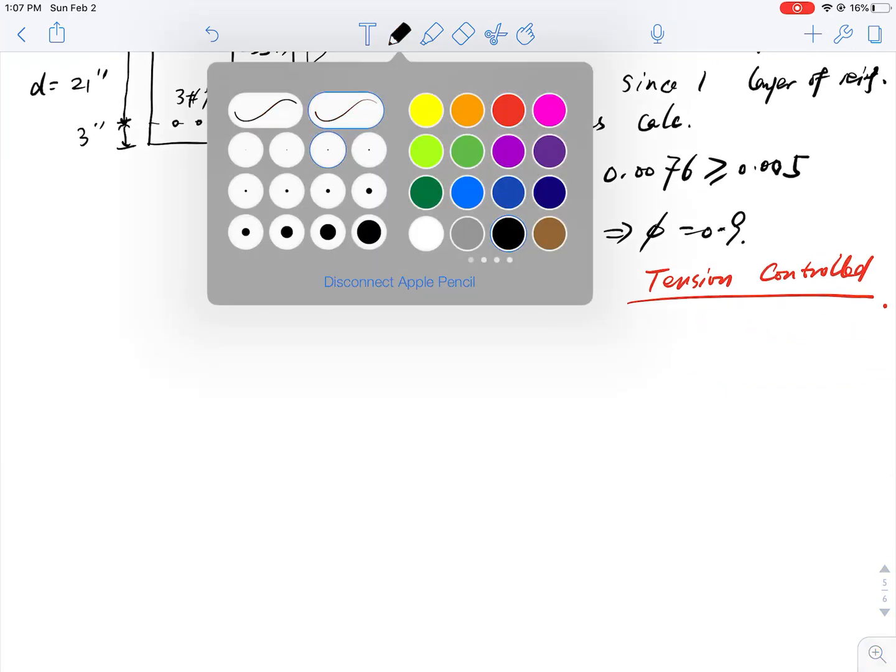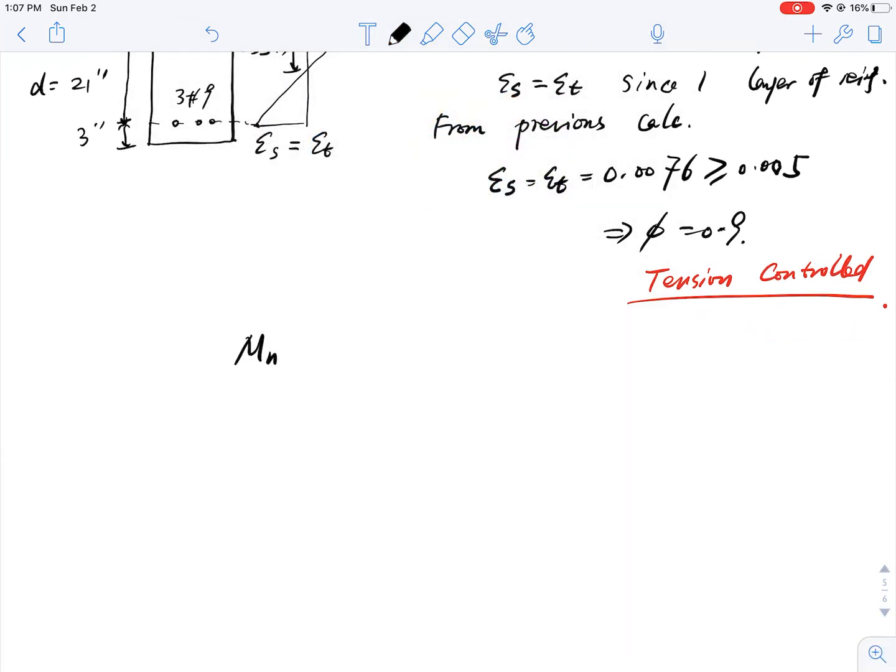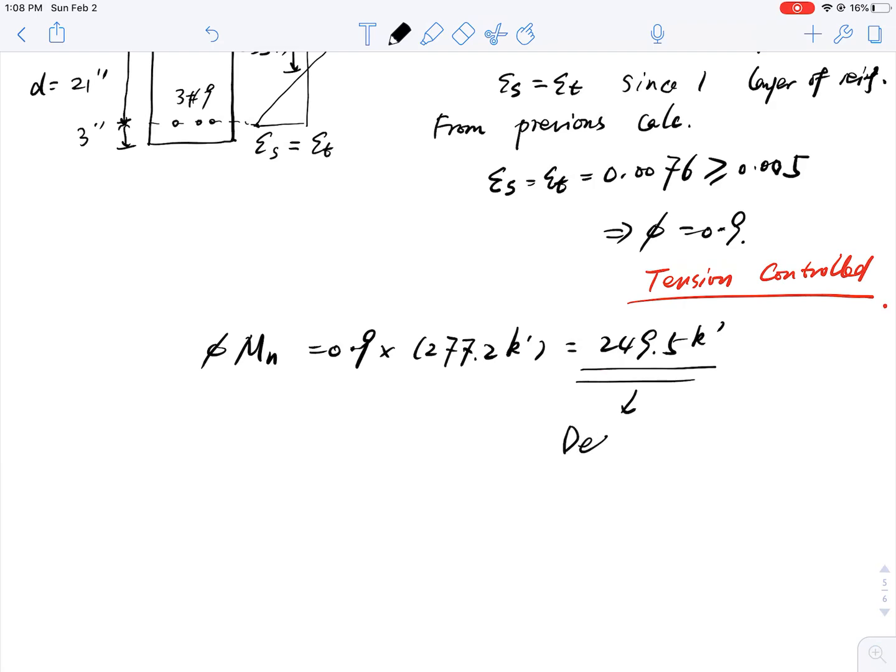If I want to do design, I already know my Mn. I want to find out what my design strength phi Mn is, equal to 0.9 multiplied by 277.2 kip-feet, and I get 249.5 kip-feet. So this number is the design strength.